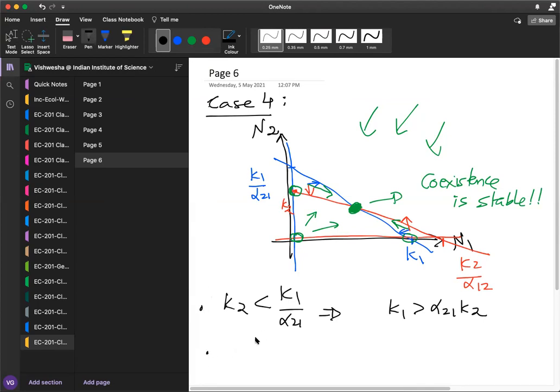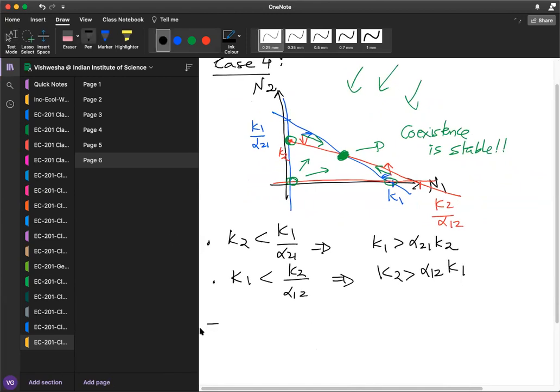And now likewise, we need to have K1 less than K2 divided by alpha 12. I have written down the condition for this part, the x-axis condition here. This leads us to K2 is greater than alpha 12 K1, which means that even when you have a system with species 1 at its carrying capacity, species 2 can still invade, meaning both of them can mutually invade each other.